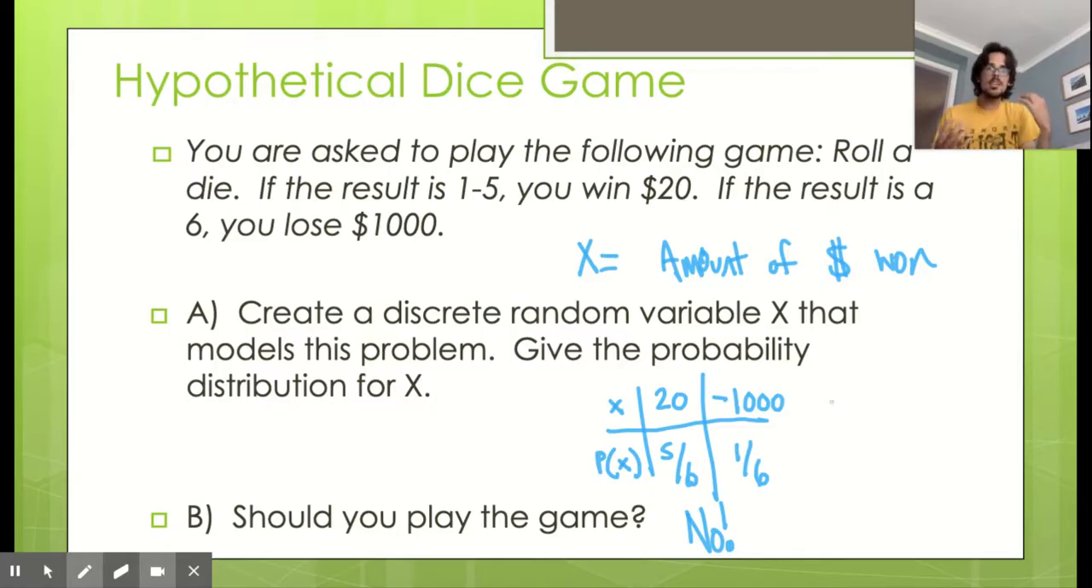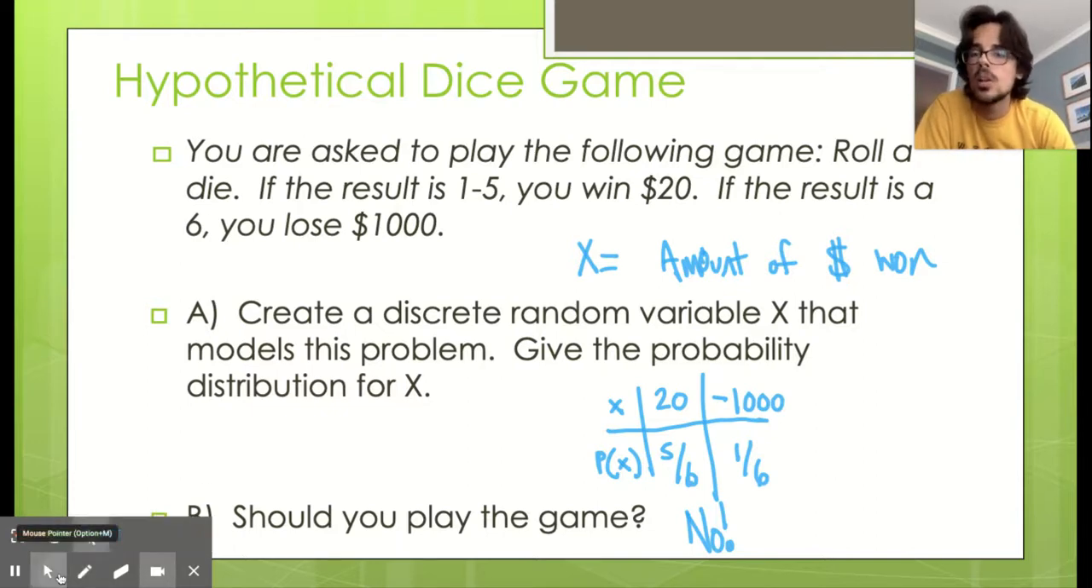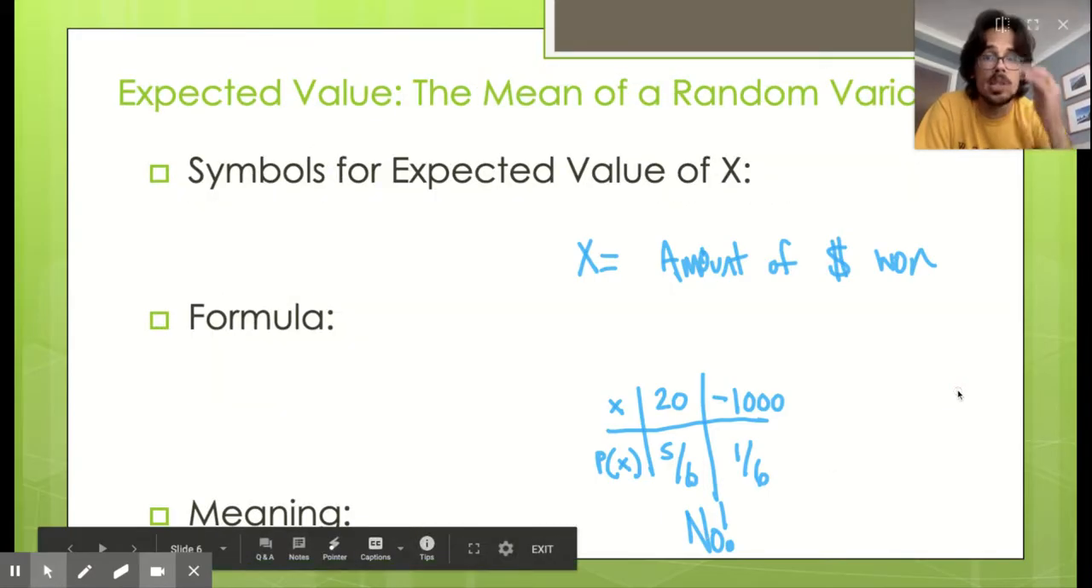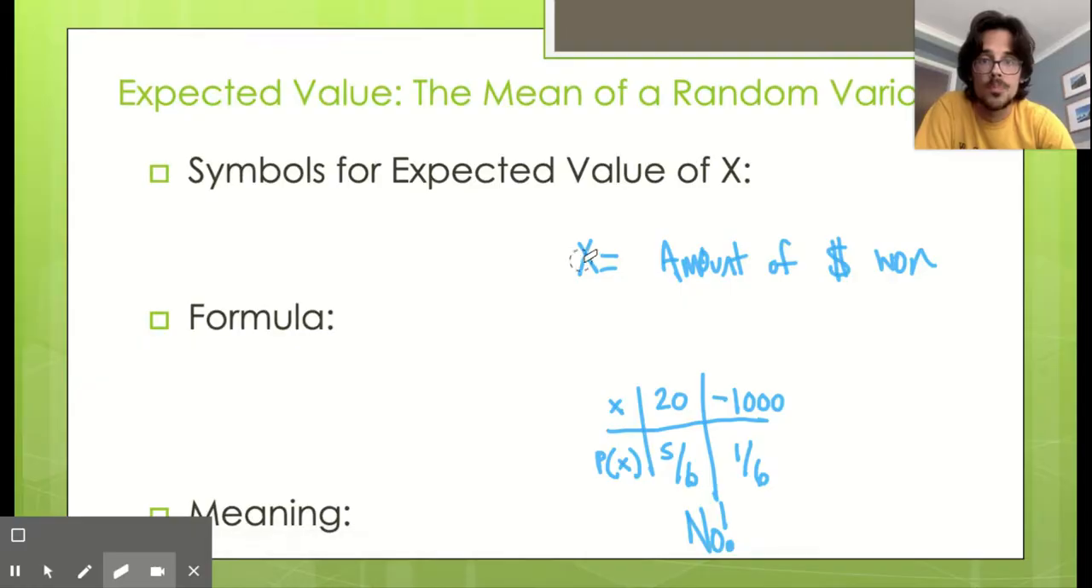So you can see in your gut, okay, what if it was a smaller number? Where would the cutoff be? Or what does the probability have to be? Clearly, there has to be a point where it becomes an okay thing to do. What we're working towards right here is the idea of an expected value. We have to know how to find an expected value.